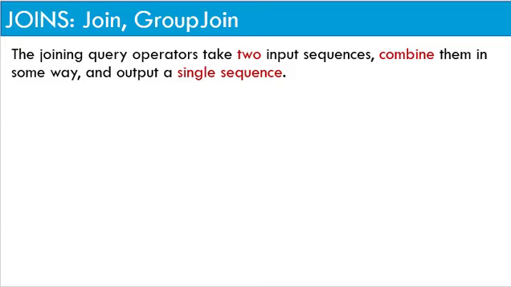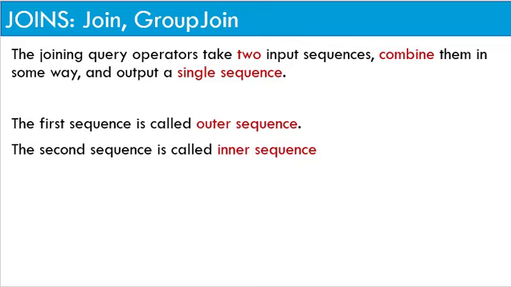Our next topic is joining query operators. There are two joining query operators. These are join and group join. The joining query operators take two input sequences, combine them in some way, and output a single sequence. The first sequence is called the outer sequence, whereas the second sequence is called the inner sequence.